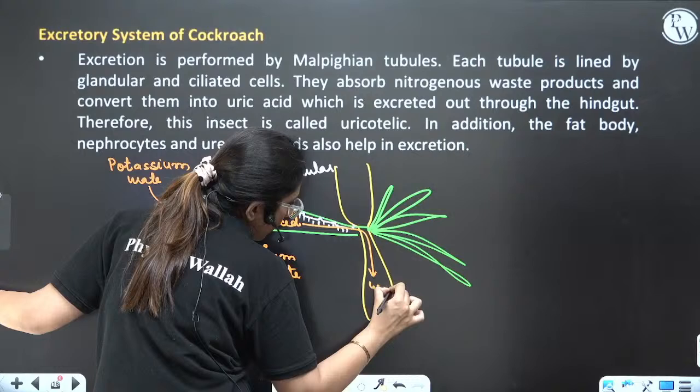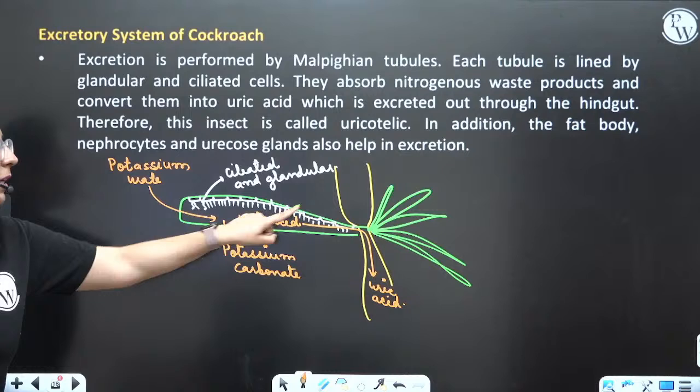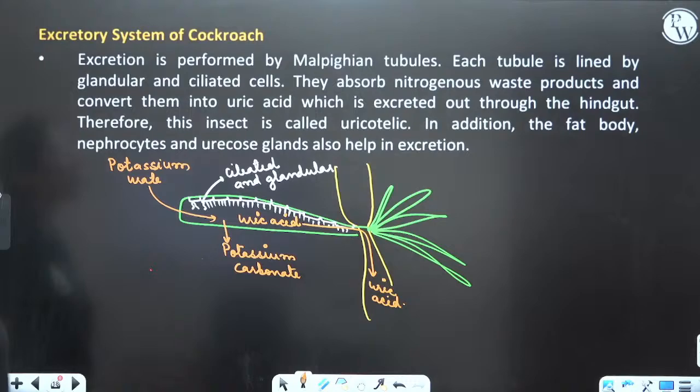They excrete the uric acid. Clear? Potassium urate they take from the body, hemocyanin, right? They convert into uric acid, and uric acid they eliminate. So these organisms, they are uricotelic. What are these? These are uricotelic, isn't it? Now, what all structures are present in this organism?